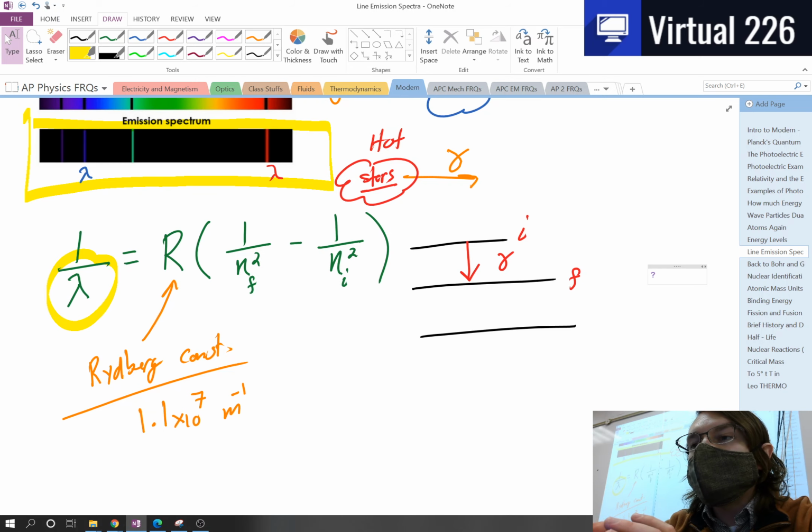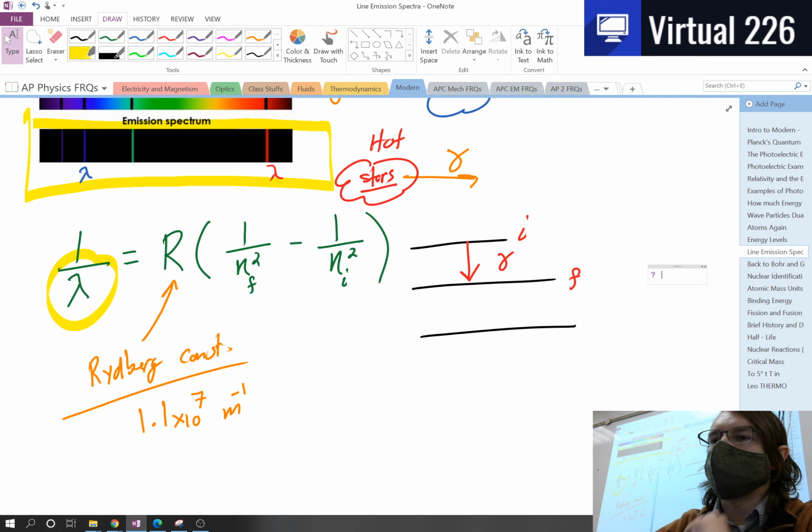Now, while this works for spectral hydrogen, it doesn't work for helium. It's like a little bit off. It's really close, but it's a little bit off. And when we get into heavier elements, like lithiums and carbons and oxygens, this isn't even close. So, something is going on here. But for hydrogen, this works perfectly, okay?